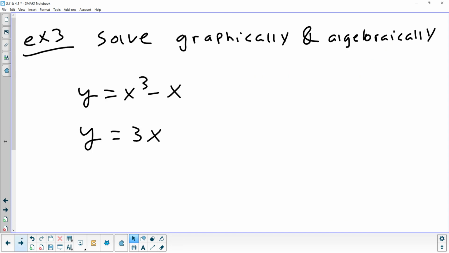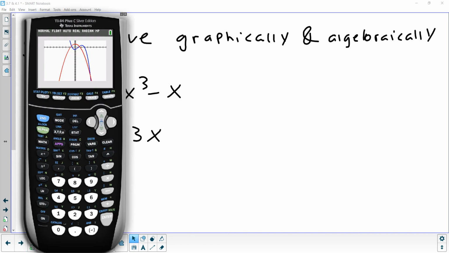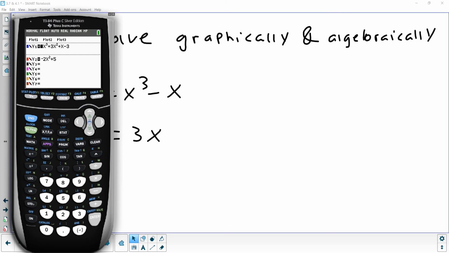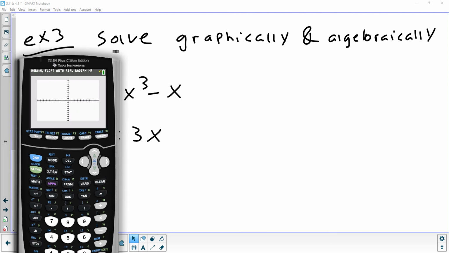All right, let's just do this graphically, okay? Because that's kind of what we're focusing on. So let's do the same kind of thing again. Let's type them in. Already solved for y, so that's nice. X cubed minus x and 3x. I'm going to go back to zoom 6.